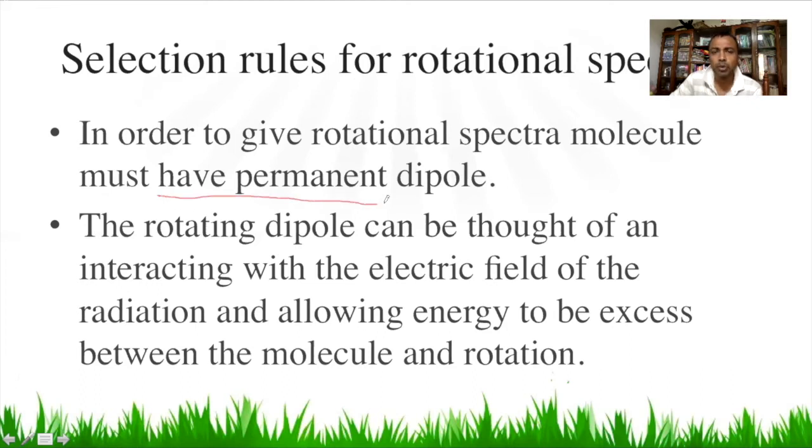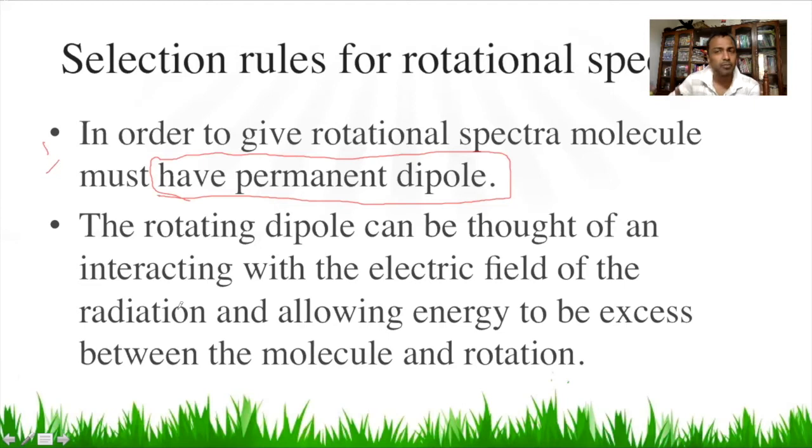Okay, any molecule which does not have any dipole moment cannot show a rotational spectrum. So the first point is that the molecule must have a permanent dipole. Remember one thing, the molecule must have a permanent dipole. This is the first and basic criterion for the selection rule.